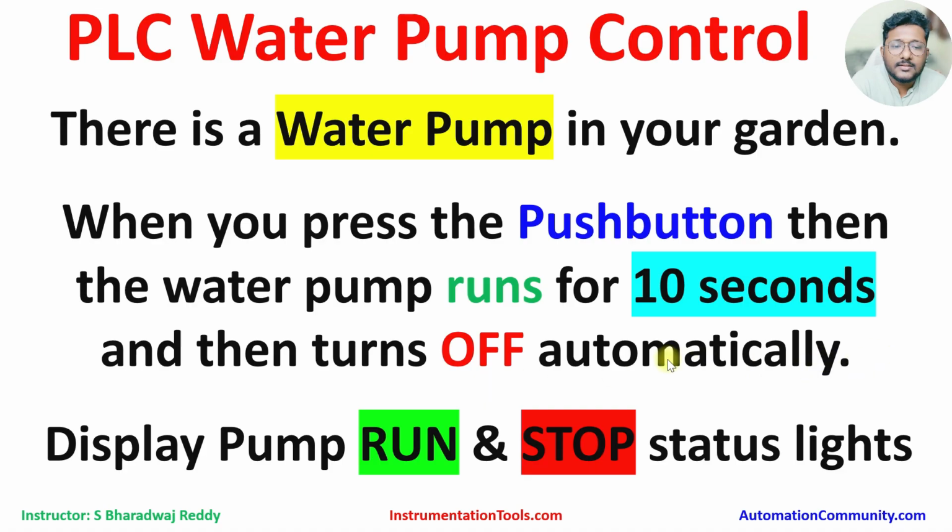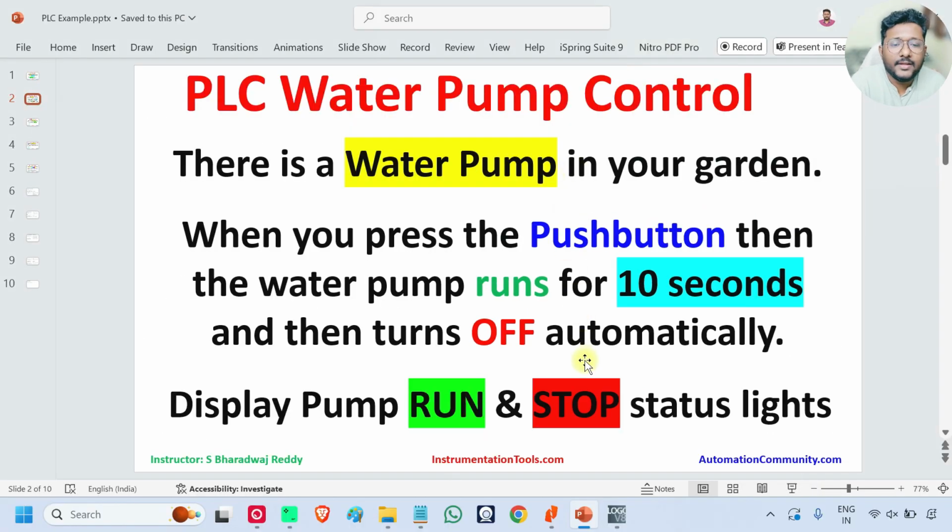Also, there are status lights, run light and stop light. When the pump is running, the run light will be in on state. When the pump is in stop or when the pump is not running, then the stop light will be in on state. This is a simple beginner level exercise. We will do this in our LOGO PLC software. So first open the PLC software.